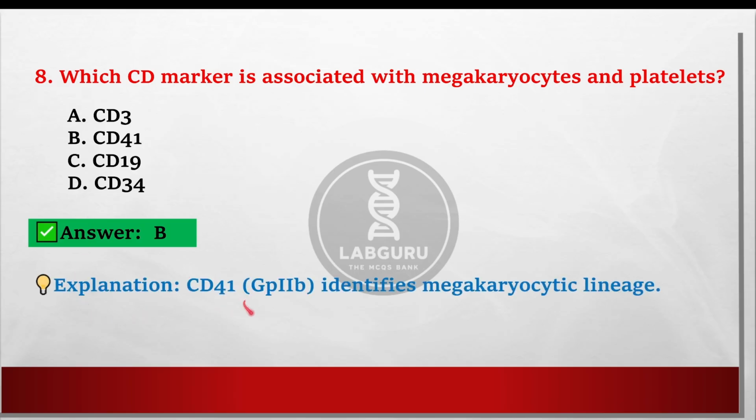CD41, also known as glycoprotein IIb, identifies the megakaryocytic lineage and it is also useful in platelet adhesion.